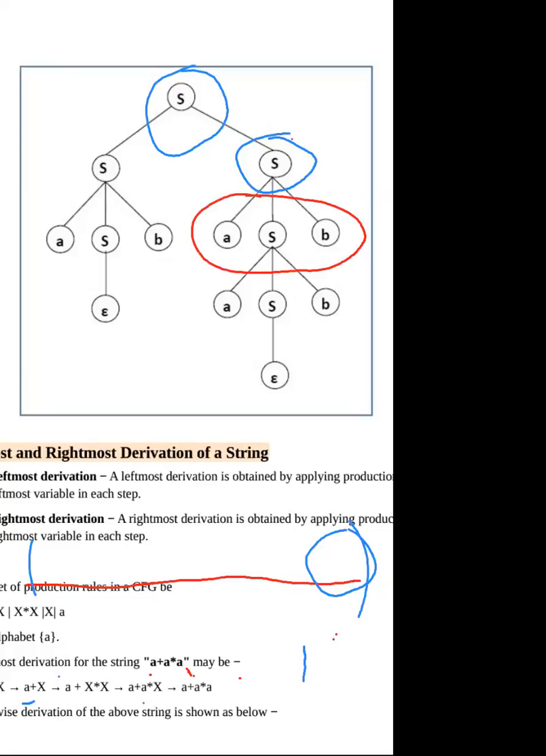Then the fifth step: this S was replaced by again ASB. So look at your copy. I think you can map it. Okay. Lastly, this S.